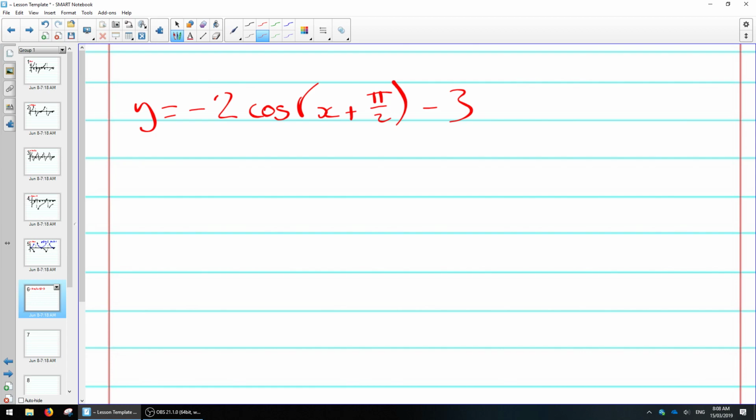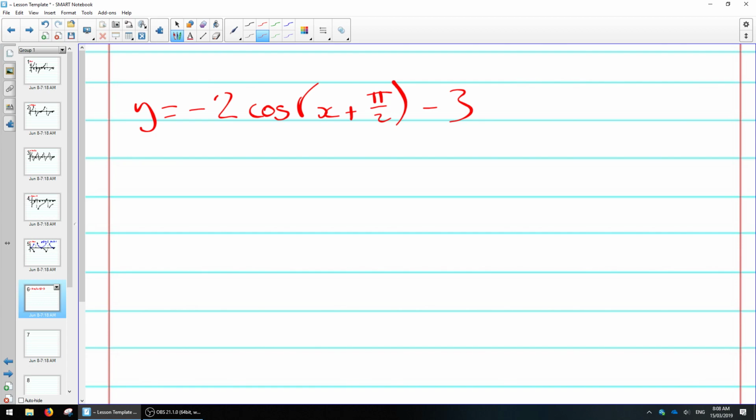It's shifting it down. What's that minus at the front do? It's flipping it. What's the 2 doing? Stretching it vertically. What's that plus pi over 2 doing? Shifting it to the left. So what you need to do is think of a cos graph that does all that. Think of the basic cos graph. It starts high and goes down and back up. So your normal cos graph is 1, 0, negative 1, 0, 1.